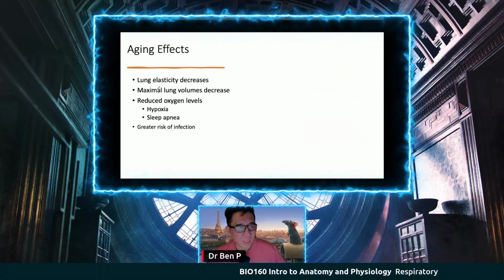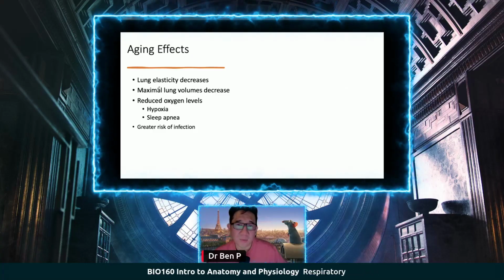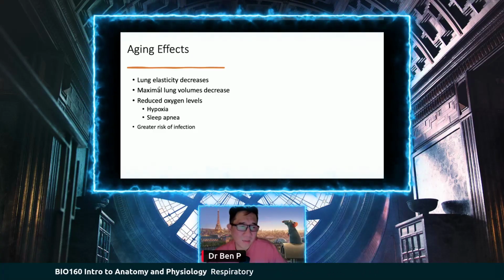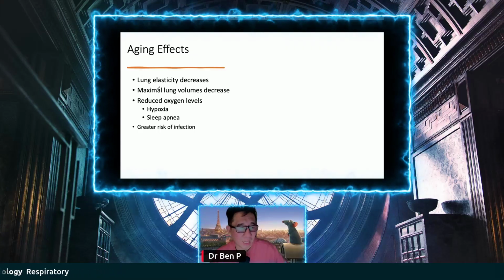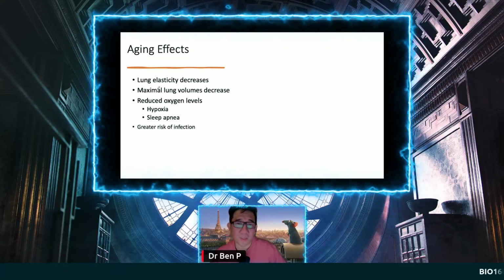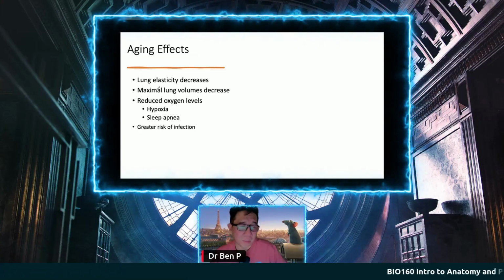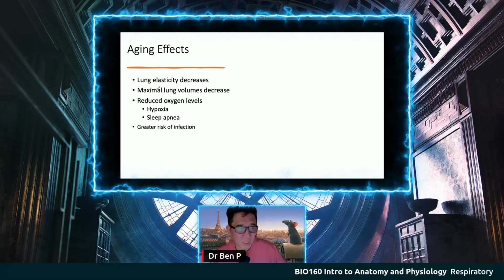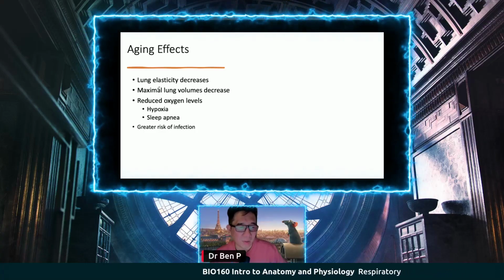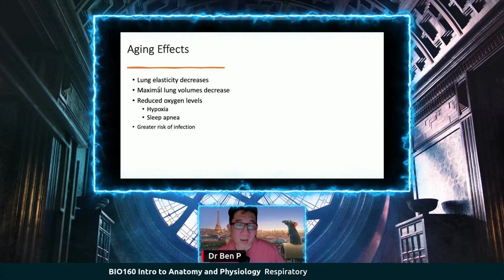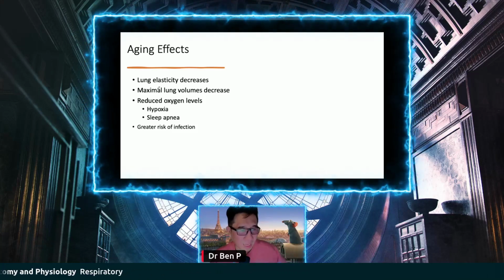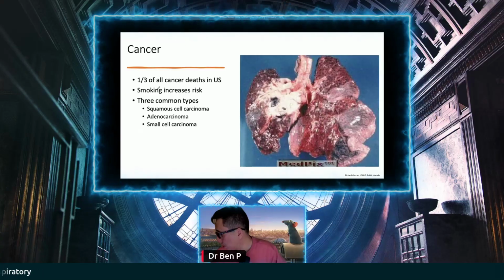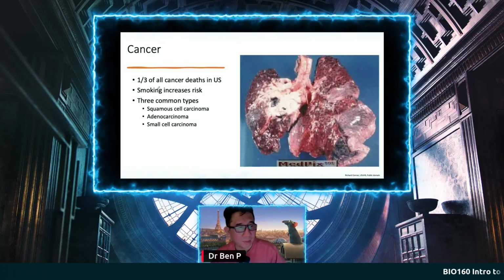Then you have the aging effects. Aging effects just means that as we age, things kind of fall apart. Your lungs are not elastic anymore. The volume that goes into your lungs is not as much as it used to be. The oxygen levels are going to go down, so you're going to be hypoxic. You have sleep apnea, where you can't get the air in while you sleep. It's also easier to become infected.